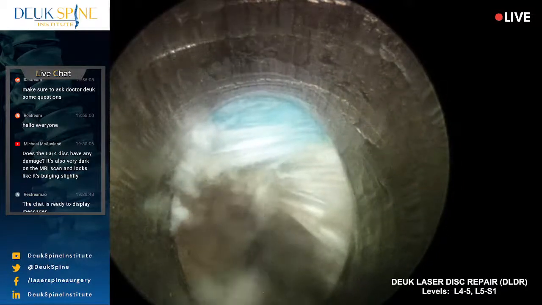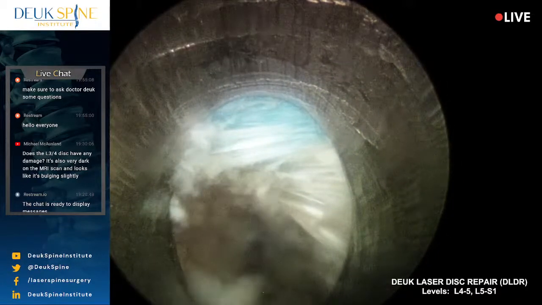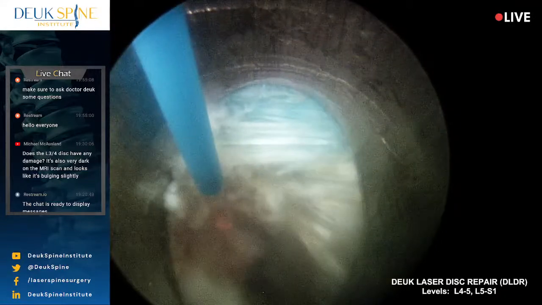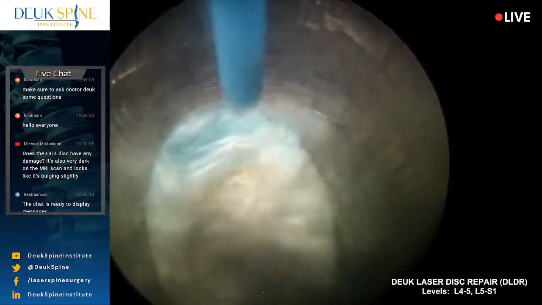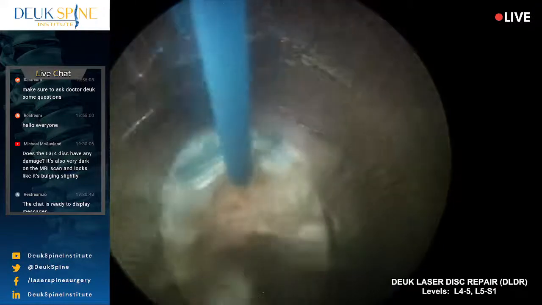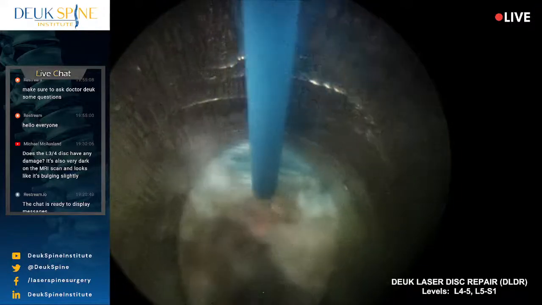All right. We're making good progress here, and I'm happy. We still need to get more medial. There's still going to be more herniation up here. It's just a matter of finding it.